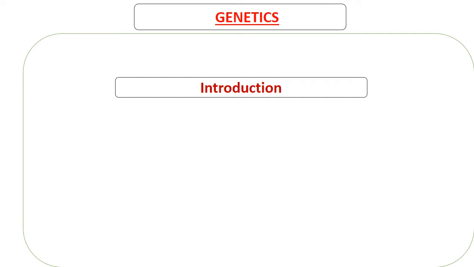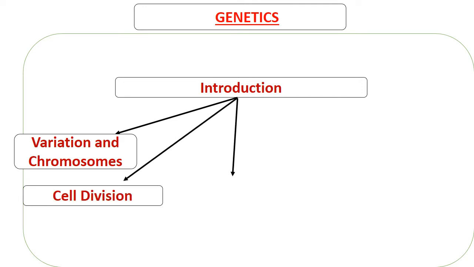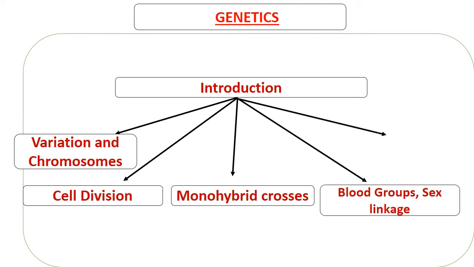So far we have looked at the introduction, we looked at variation and chromosomes, then in another video we looked at cell division. In this video we are going to look at a very interesting part of genetics called monohybrid crosses. We are going to become detectives after doing this. After that we are going to take a look at blood groups, sex linkage and mutation in the next video. With that being said, let's get started.